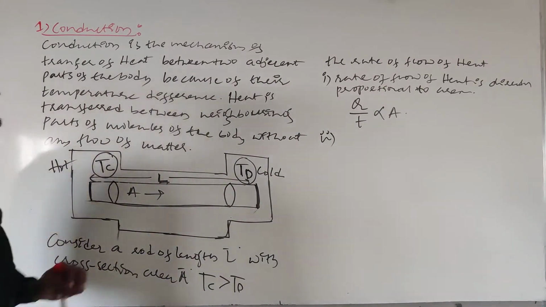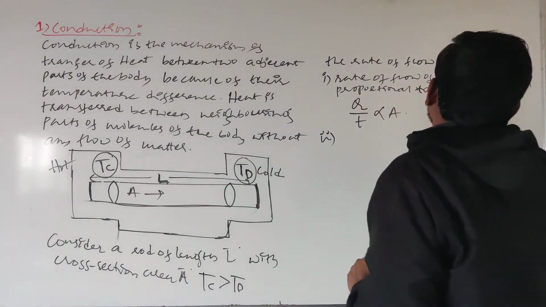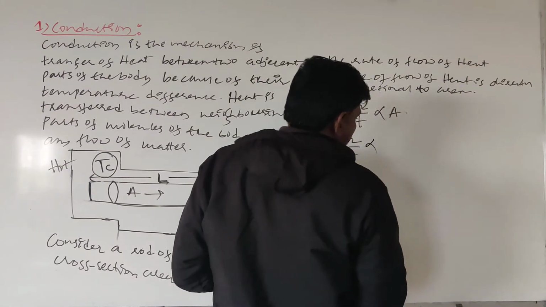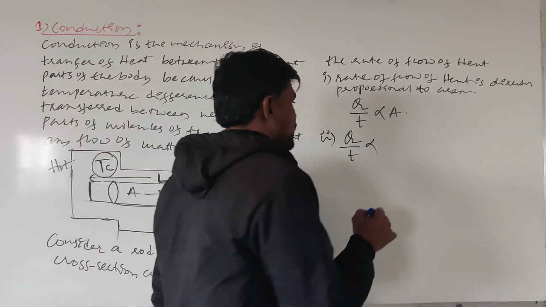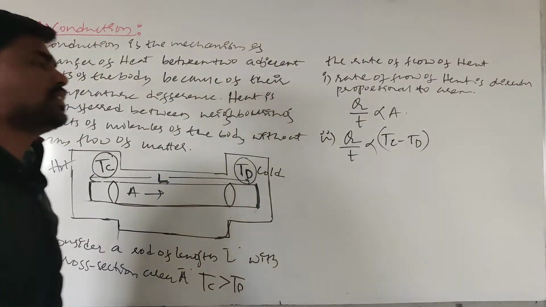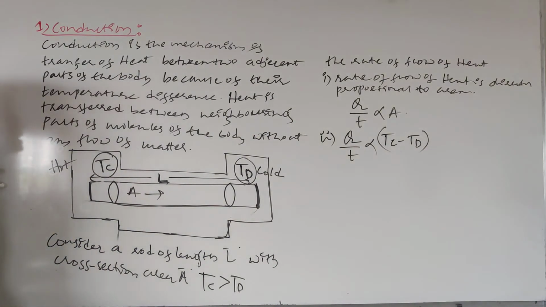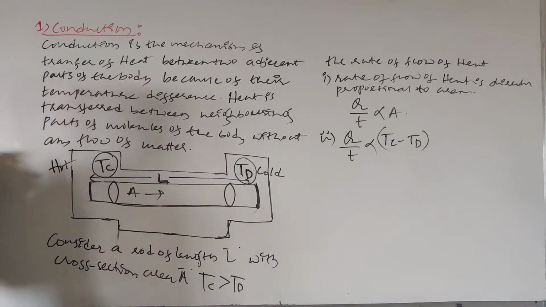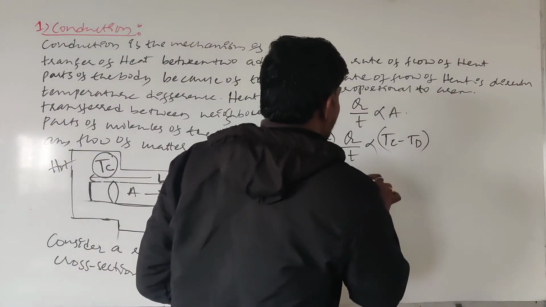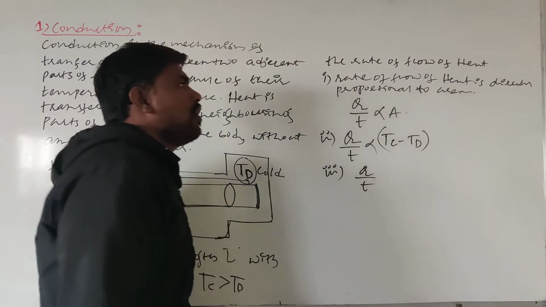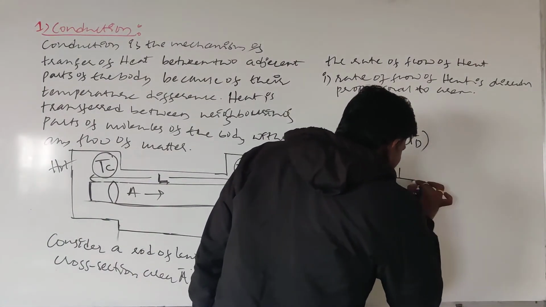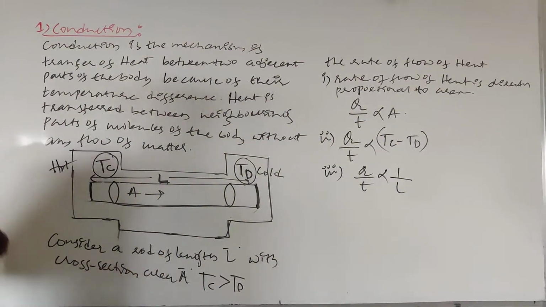So what happens here? The rate of flow of heat is once again directly proportional to the temperature difference, that is Tc minus Td. Getting my point? So again directly proportional to Tc minus Td, right? And again the same, the rate of flow of heat is inversely proportional to its length.